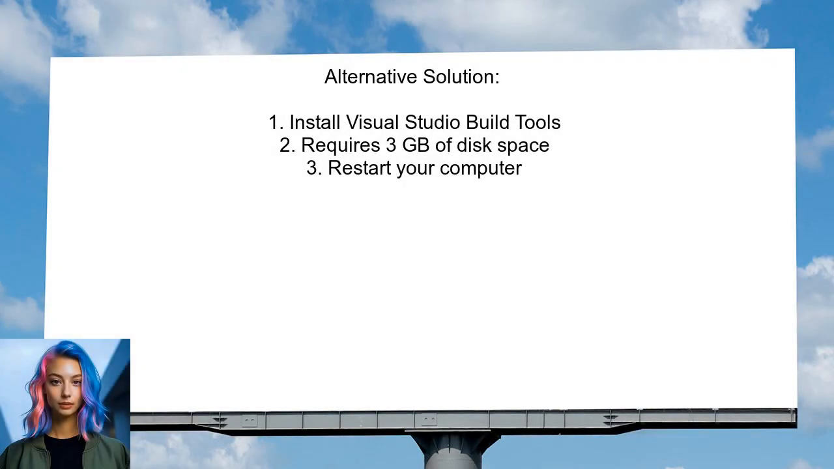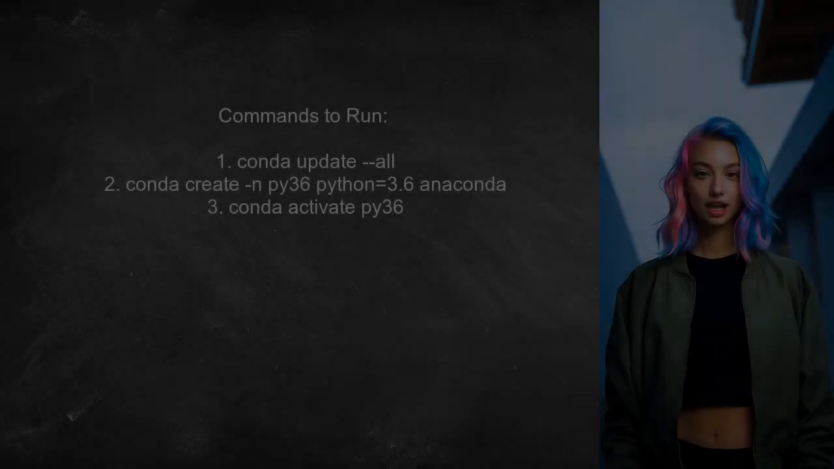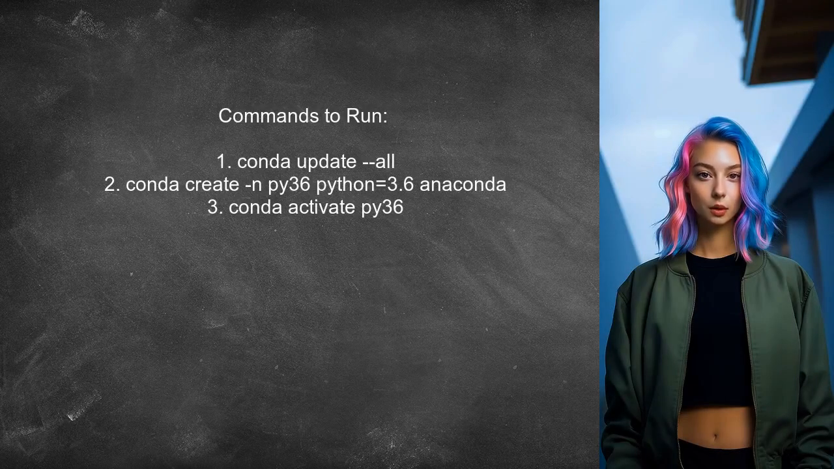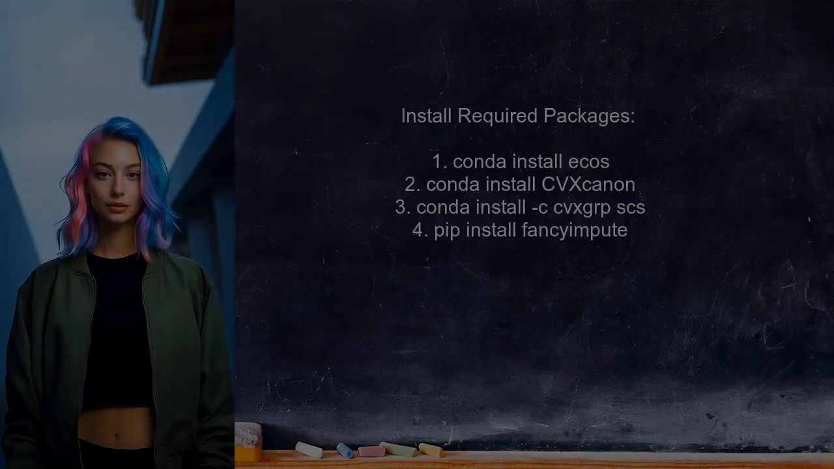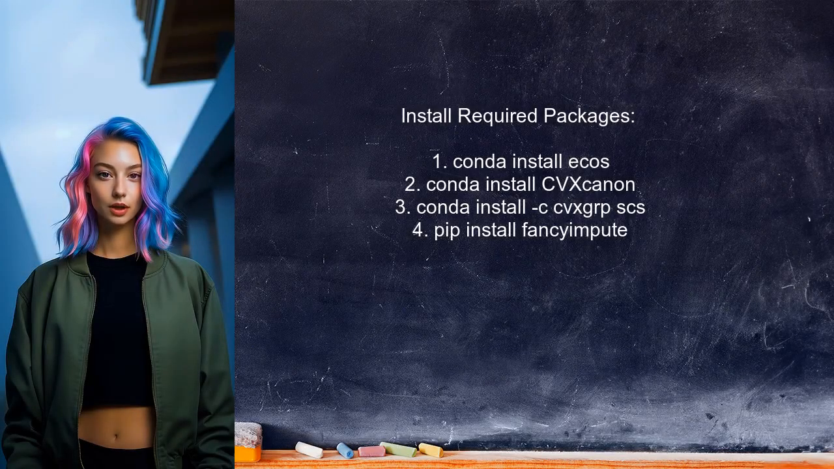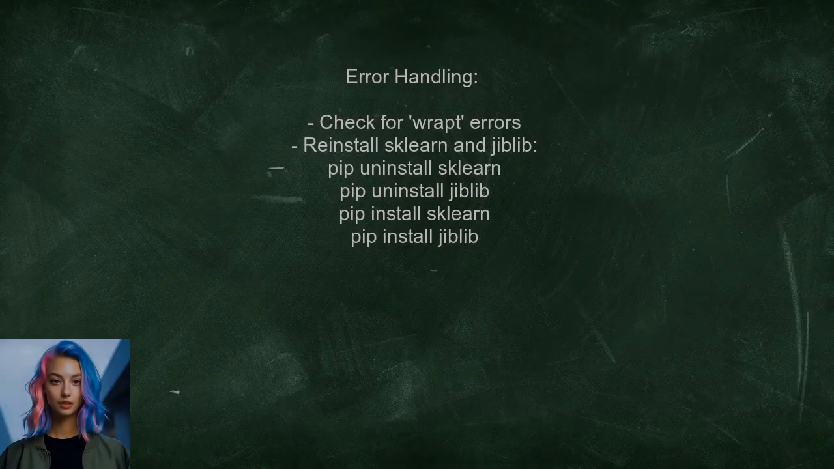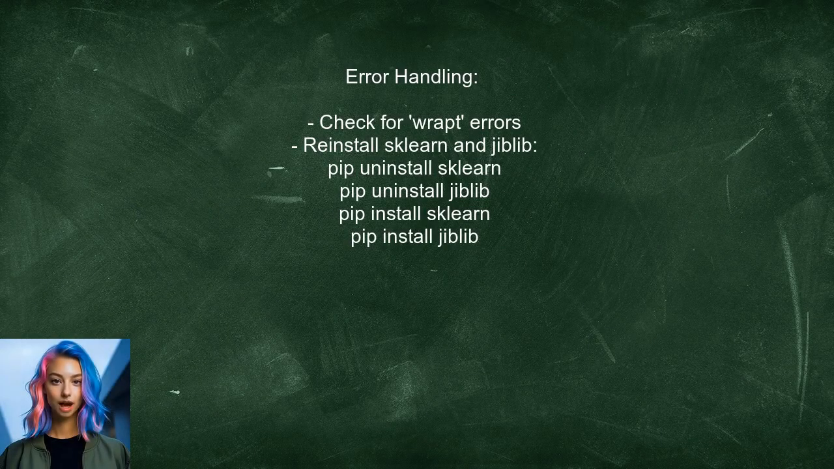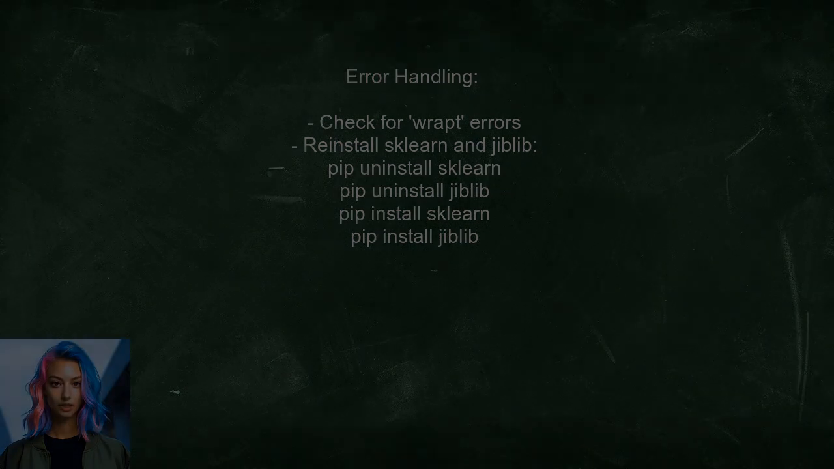One user found success by first installing the Visual Studio Build Tools, which requires about 3 gigabytes of disk space. After installation, they recommended restarting the computer. Next, they suggested using the Anaconda prompt to run several commands. First, update all packages, then create a new environment with Python 3.6 and activate it. After that, install the necessary packages like ecos, CVXcanon, and SCS, followed by the FancyImpute library using pip. If you encounter any errors related to wrapped, check the provided GitHub link for solutions. Finally, you may need to reinstall scikit-learn and joblib libraries.